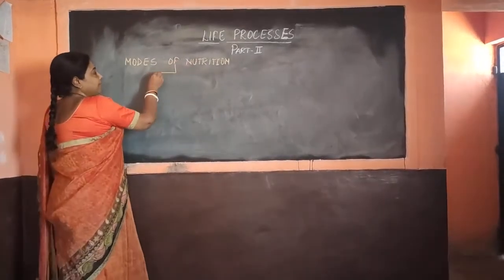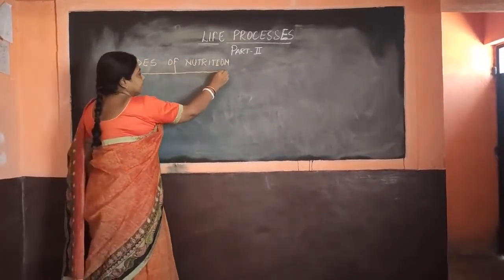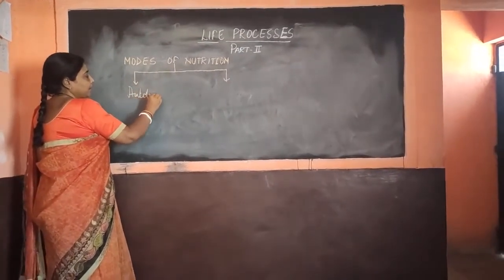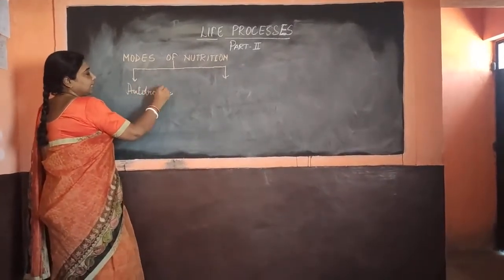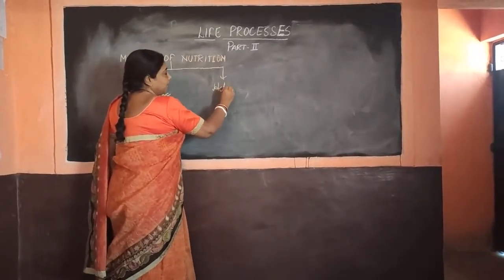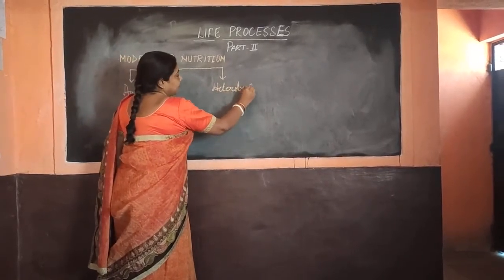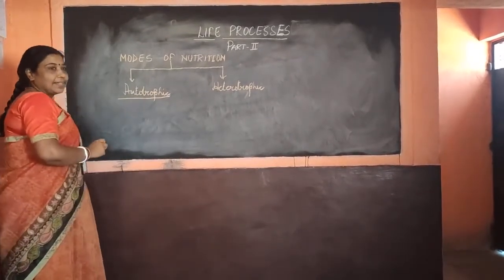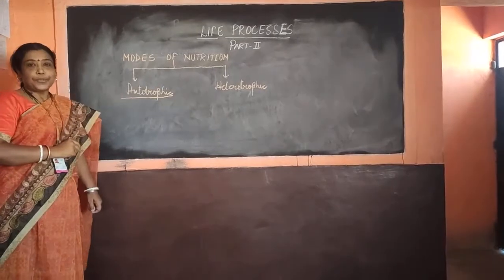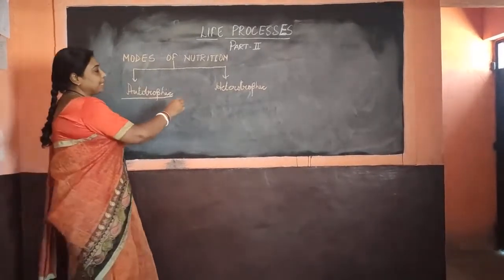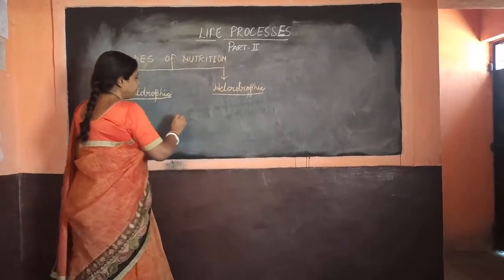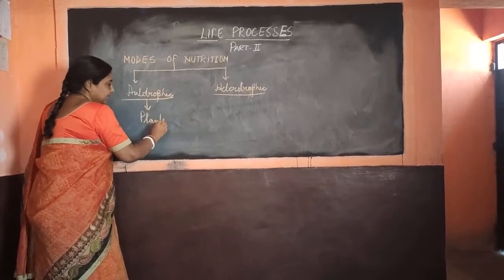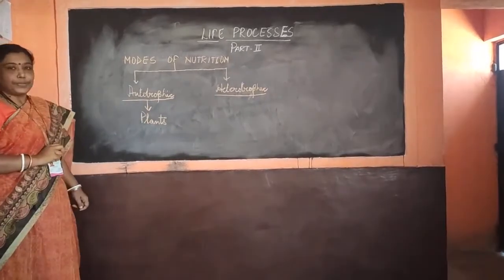So what are the different modes of nutrition we had studied in part 1? One was autotrophic nutrition, and the other was heterotrophic nutrition. Already you all know that autotrophic nutrition means the organisms are able to prepare their own food. Hetero means they are dependent upon others for food. Here in autotrophic, we will be studying about the plants. Of course, some blue-green algae are also included in this.